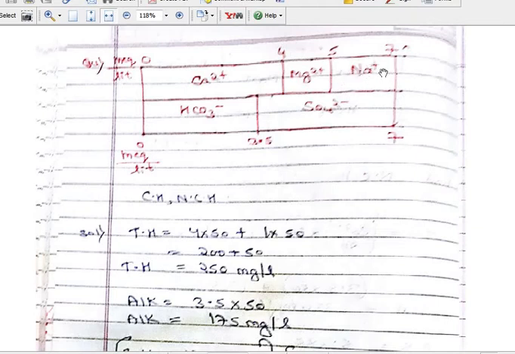But sodium is not our interest. Our interest is only calcium and magnesium. So calcium is 4 milli equivalent per liter and magnesium is 1 milli equivalent per liter.